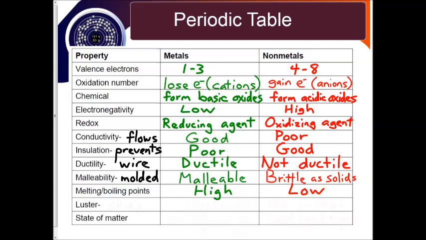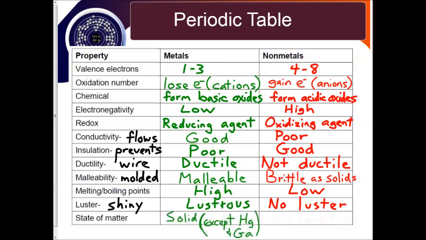Now, luster means reflectiveness or shiny. Like metals are kind of shiny. They are very lustrous. Nonmetals, there is no luster. There is no shine. And lastly, our state of matter. Most metals are solids. Two exceptions, mercury and gallium. Nonmetals, however, are solids, liquids, and gases.